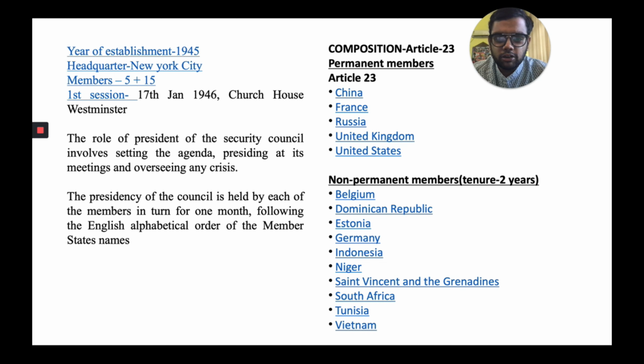The President of the Security Council basically involves setting the agenda, presiding at its meetings and overseeing any crisis. It is held by each of the members in turn for 1 month, according to the alphabetical order of the member states' names. So basically the alphabetical order of the states would be taken into consideration, and every month there would be another president of the Security Council.